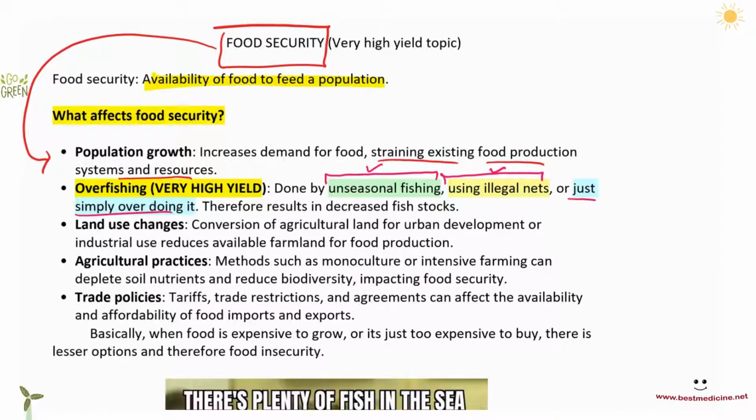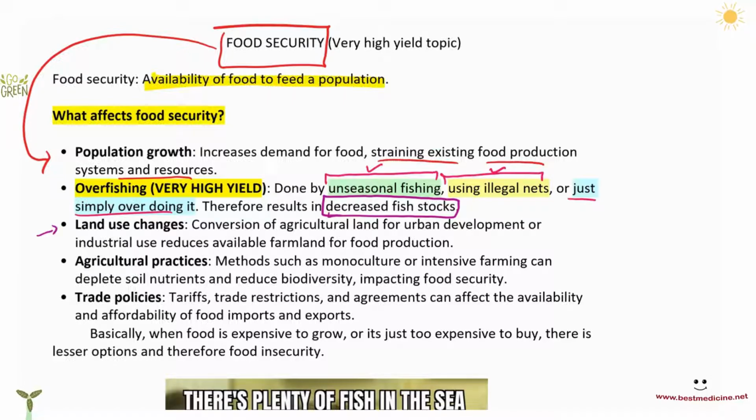So once you do overfishing, you're consuming the supply of fish too quickly, so they're not able to replenish themselves. Therefore, this is going to result in decreased fish stocks. So you won't be able to have fish to feed the population anymore, if you do unseasonal fishing, if you use illegal nets that have very small holes, or just simply overdo fishing.